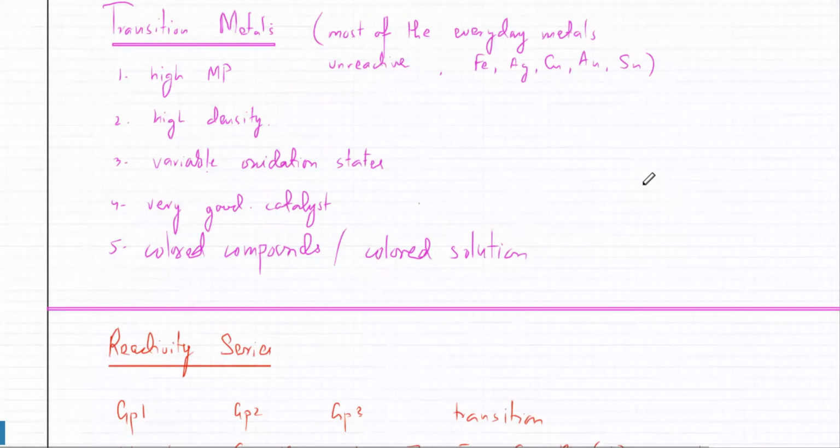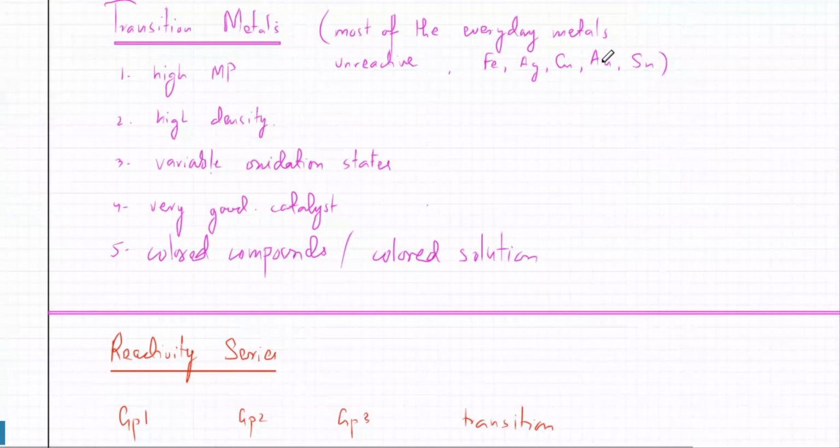Transition metals were your everyday metals like silver, iron, gold, copper, tin. They've got high melting points, high densities. They're not very reactive. For example, an iron chair is not going to react very quickly with something. Gold doesn't really react with much. They've got variable charges as well. For example, Fe could be 2+ and Fe could also be 3+. So they can have variable charges as well. And they're a good catalyst, lots used as catalyst in many reactions, colored compounds, and the solutions are also colored.